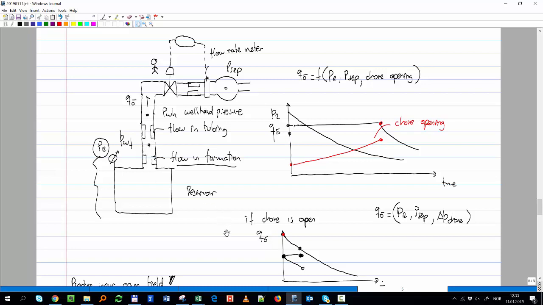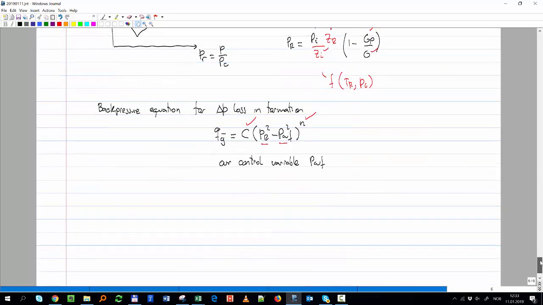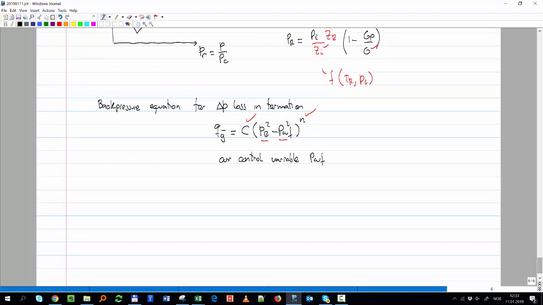Nobody knows. And that's why reservoir engineers fight with production engineers. The main question everyone is asking, even people now when they do field planning, is: what is PWF when the choke is fully open? Everybody's asking that question, trying to find a good solution.